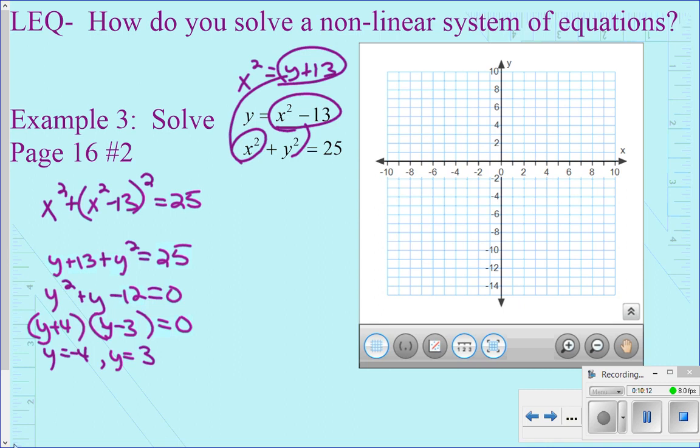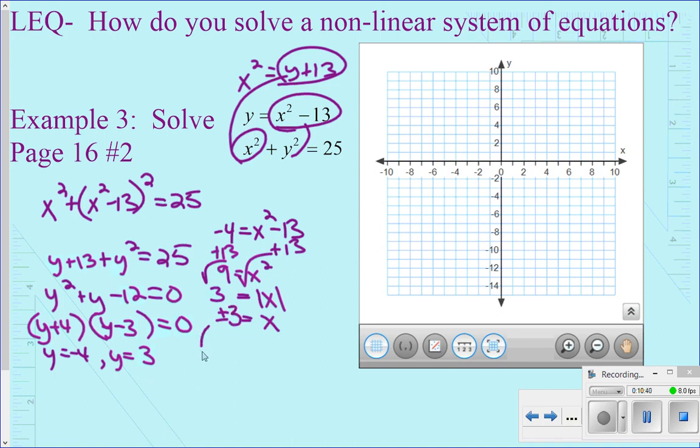I'm going to substitute in, looks like the top equation would be a little bit easier maybe. So -4 goes in for y. I'm going to add 13 because I can use square roots here. So if I add 13, I'm getting 9 equals x squared. Square root of each side, absolute value of x, hopefully you remember that, is 3. So x is equal to ±3. So then solving the opposite, actually let me write the coordinates first. So 3 goes with -4, -3 goes with -4.